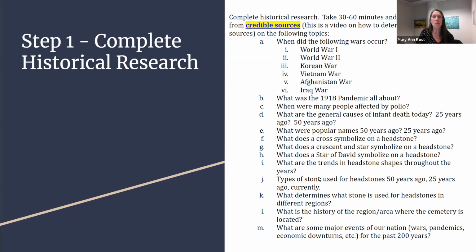But in the meantime, what's the Star of David symbolize? What does a cross symbolize? What does a crescent and a star symbolize? So there are going to be some symbols on these headstones, and using this knowledge that you're going to research, you can come to some conclusions.